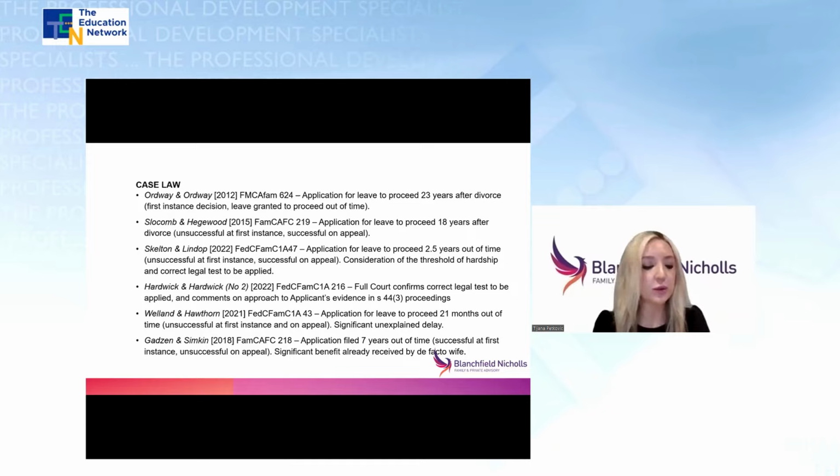So in terms of the facts of the case, the wife and the children remained living in the former matrimonial home after the parties separated in 1983. The former matrimonial home was held in the husband's sole name. The husband continued to financially support the wife and the children post-separation.